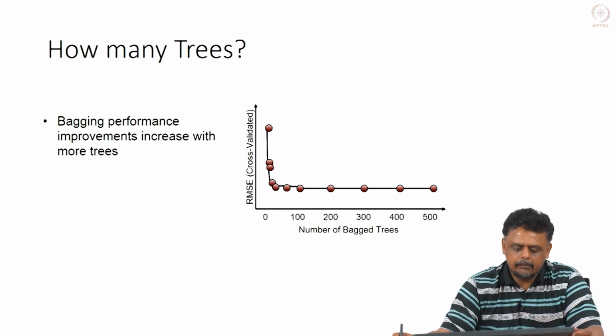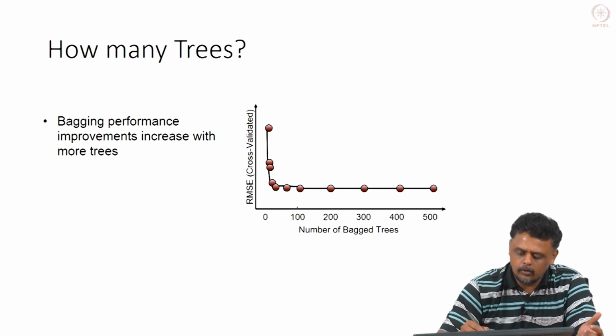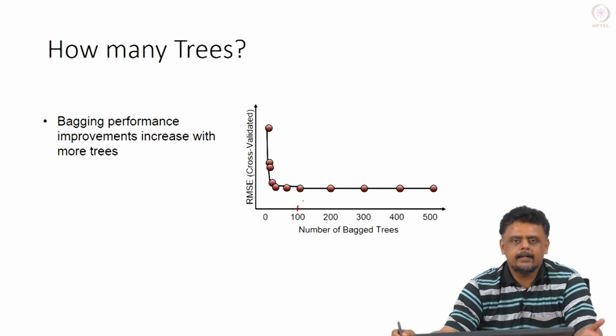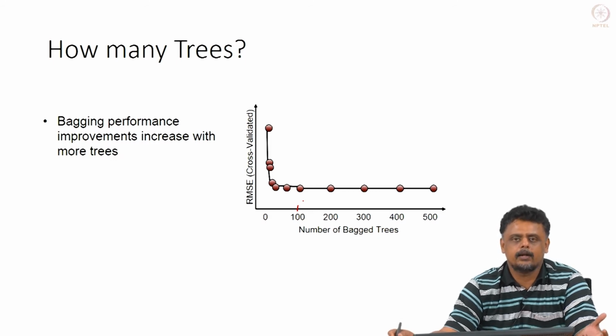So, typically bagging performance increases with the number of trees. If you have about 100 or more, it is stated in many textbooks and resources that about 100 trees should do it. You should be able to get a good average, in the sense you can reduce the variance significantly if you use about 100 trees to fit your data.